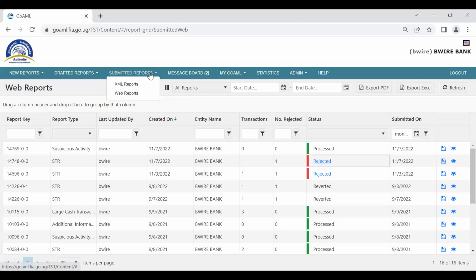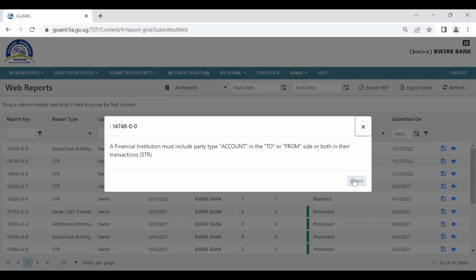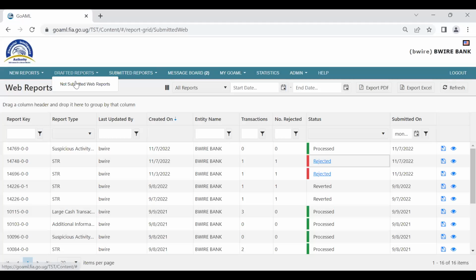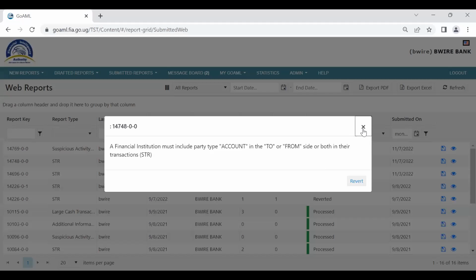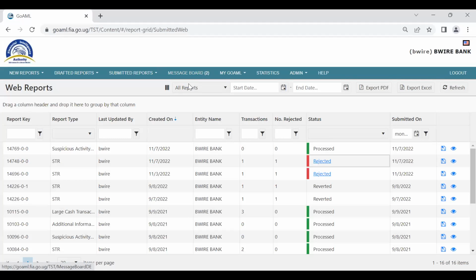So come to submitted reports, web reports, you find a list of your reports and whether they were processed or rejected. If they are rejected, you click on rejected and revert it, and it will come back to your draft reports. Take note of the error as to why it was rejected so that you can make that correction.